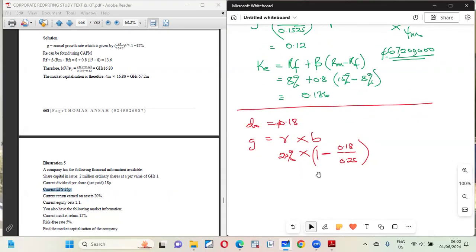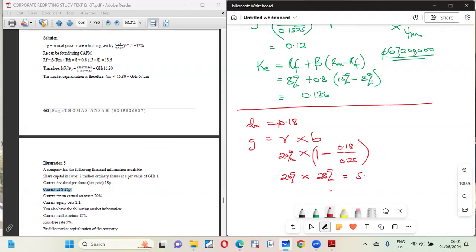So 0.18 divided by 0.25, that gives 72%, which means 1 minus 72% will be 28%. So we have 20% multiplying 28%. If you multiply that, that gives you 0.056, or 5.6%, and that is written as 0.056. So that is how you find growth.